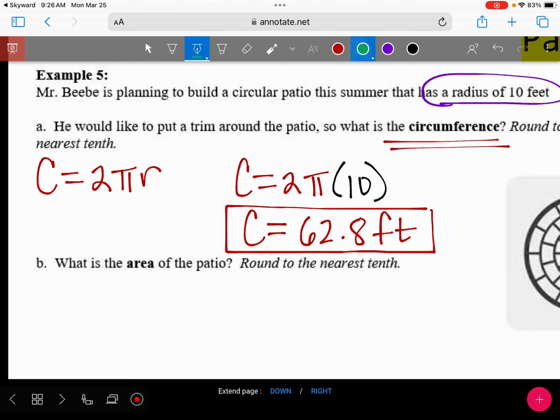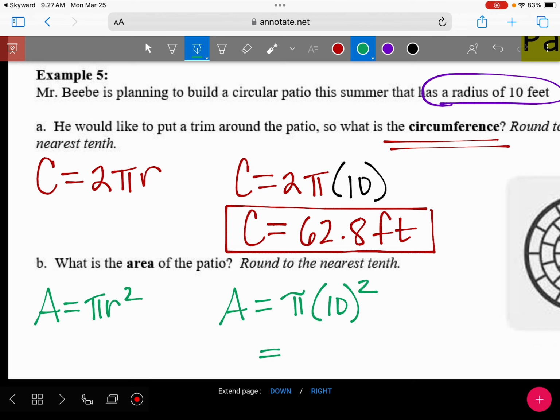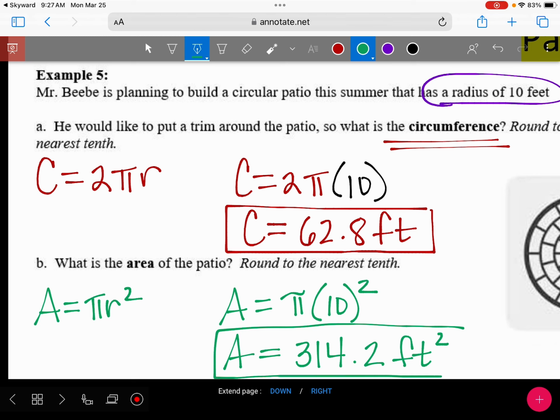And now find your area. To find area, that would be pi r squared. So area equals pi times 10 squared. Go ahead, type that in. And you should get 314.2 feet squared.